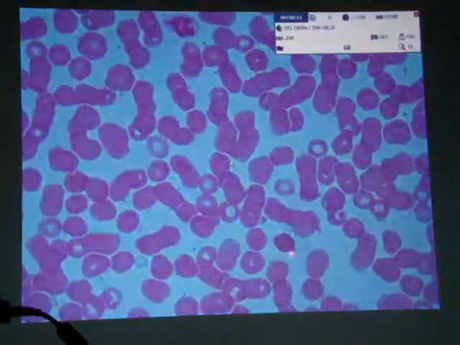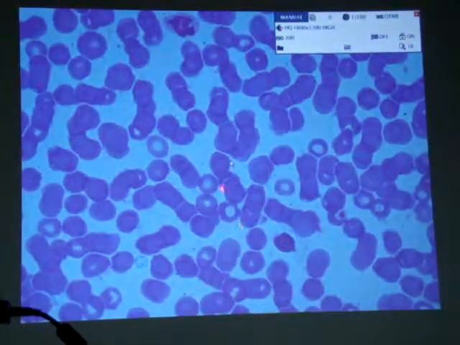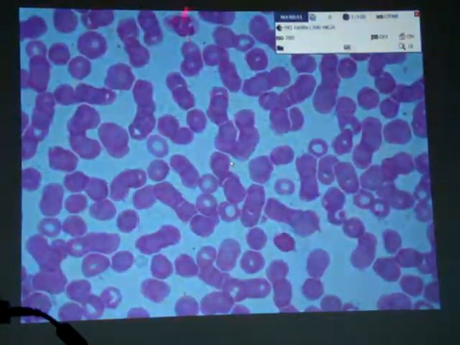Okay, identify that cell. Lymphocyte. How about that cell? Neutrophil.